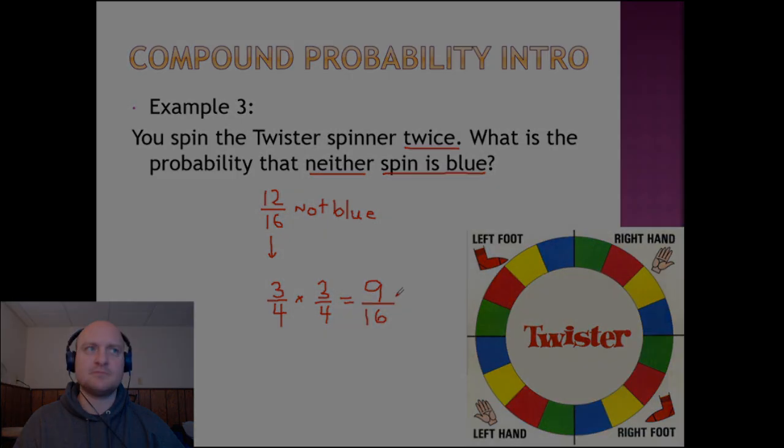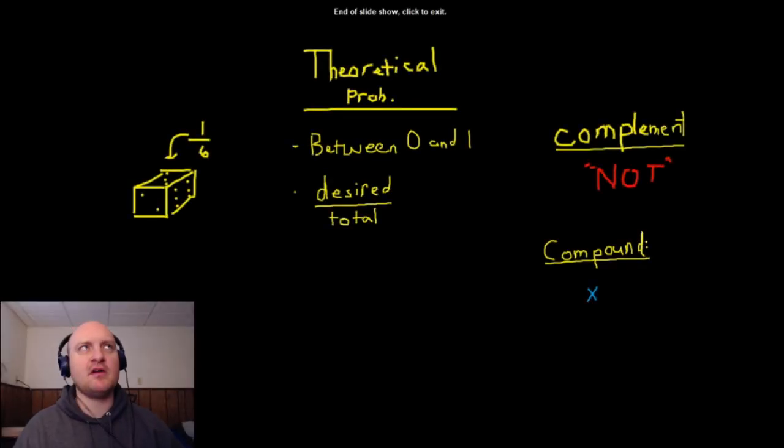To sum up the notes here on theoretical probability, your probabilities, either as decimals, fractions, or percents, will be between 0 and 1, and they're made up of the desired result out of the total number of possibilities. When you're doing a complement, you need to consider the opposite of that event, and a compound event always multiplies the separate events together.